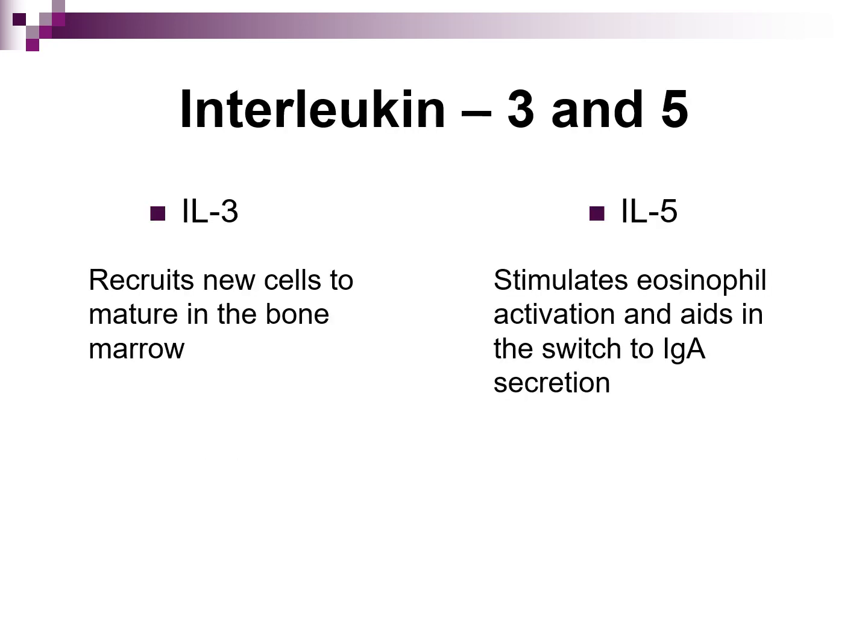We don't spend a lot of time on the other interleukins, but I did want to mention interleukin-3 and interleukin-5. Interleukin-3 recruits new cells to mature in the bone marrow. It essentially replaces cells that have already been used up. Interleukin-5 stimulates eosinophil activation and aids in the switch to IgA secretion. It aids in the synthesis of the monomer IgA to dimer secretory IgA.